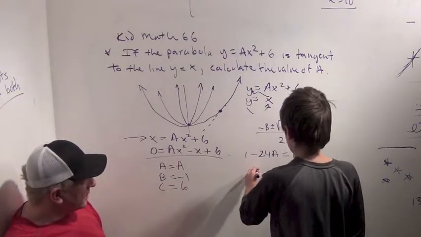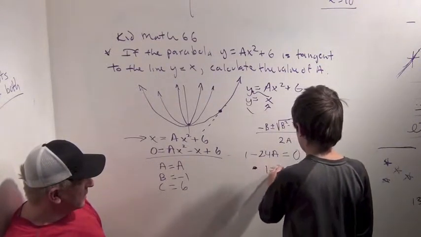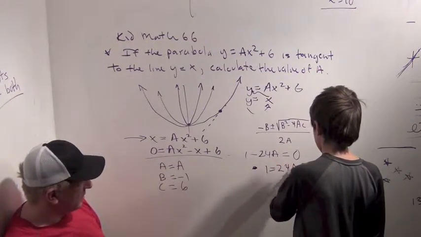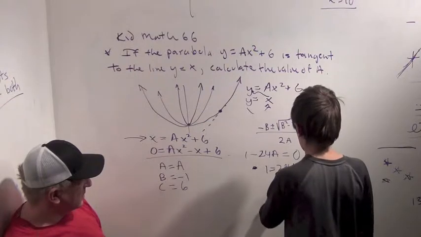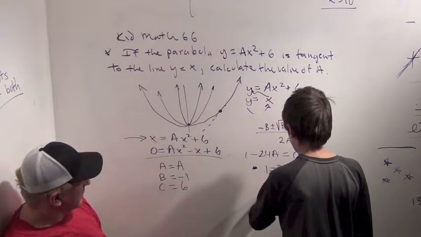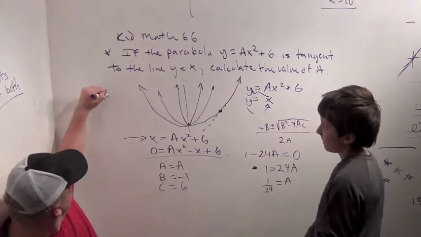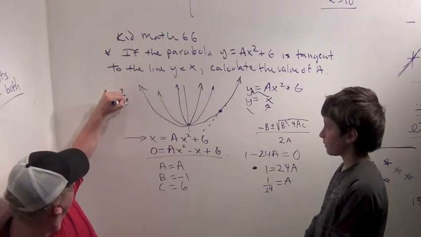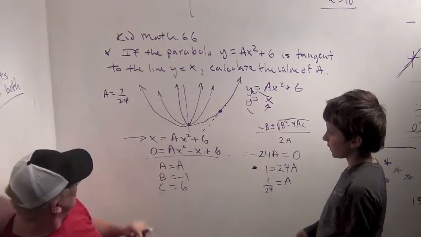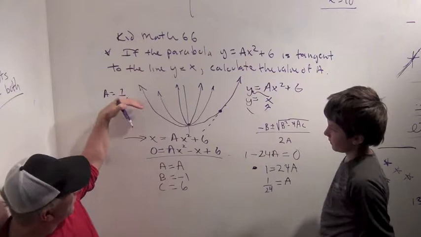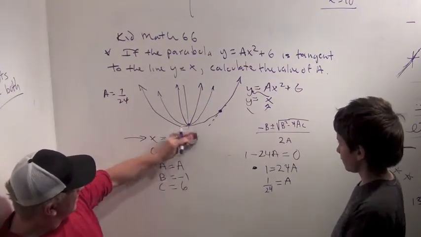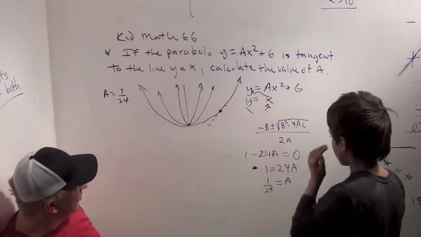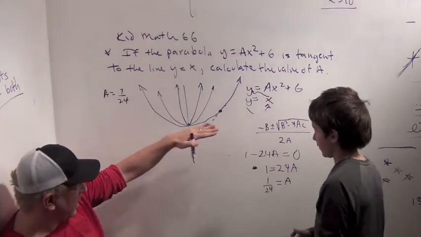So 1 equals 24a. So a is 1/24. Okay, so we get a equals 1/24. That is small. It's a very wide parabola. Now let's check that a equals 1/24 produces a solution.